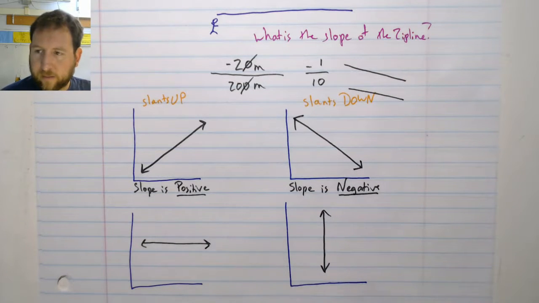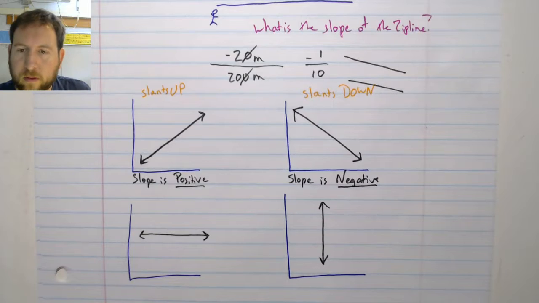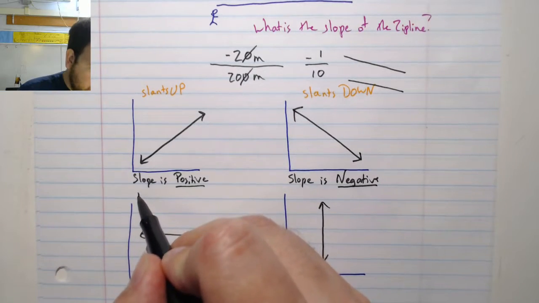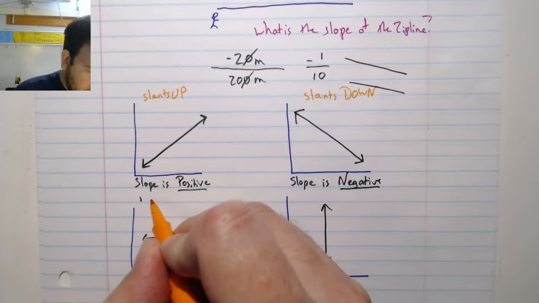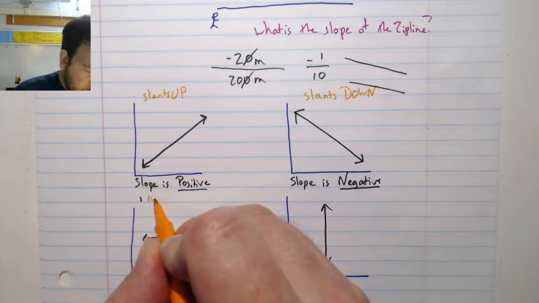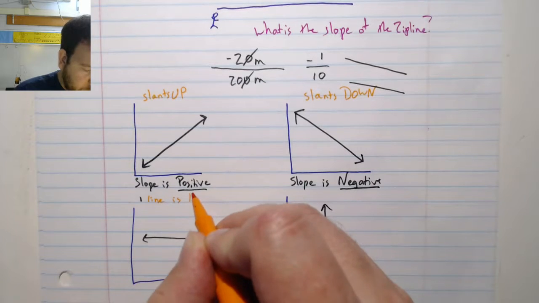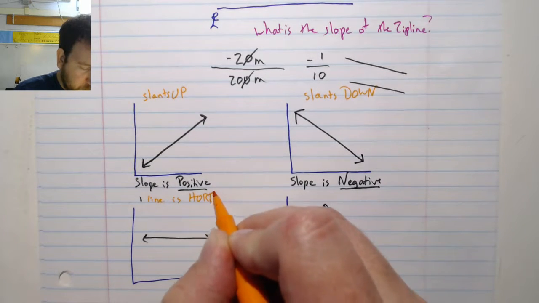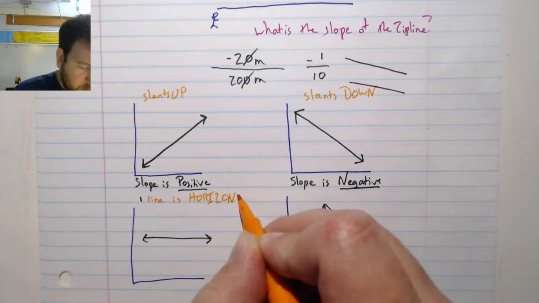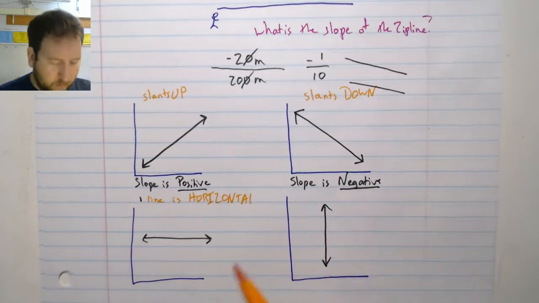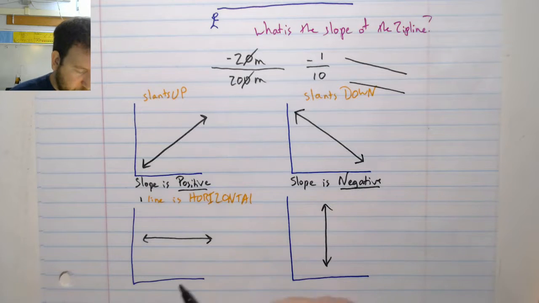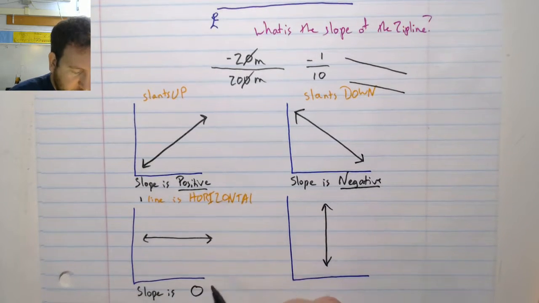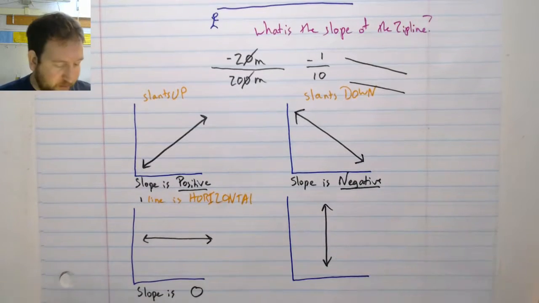For this one here, our line is horizontal. And in this case, we say that our slope is 0. It's because it doesn't rise at all.